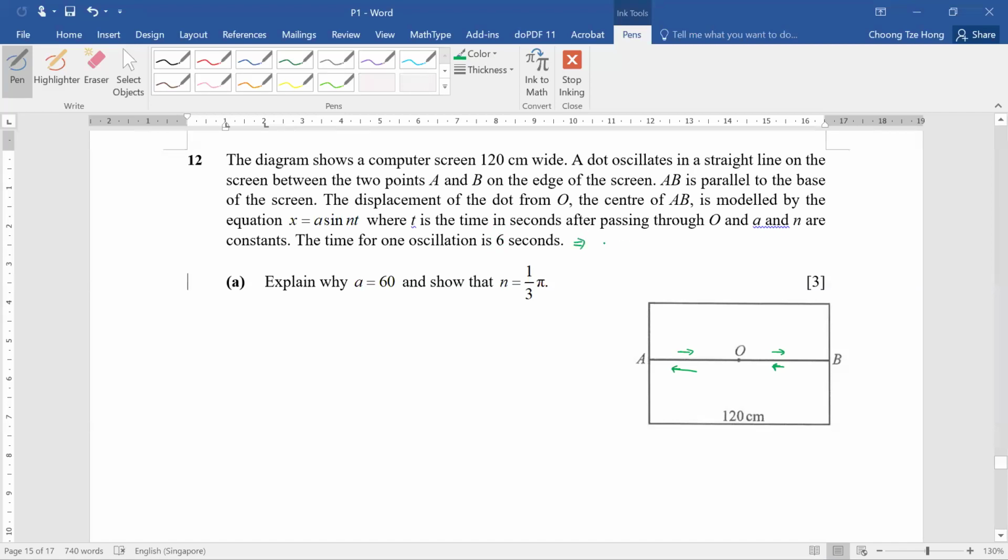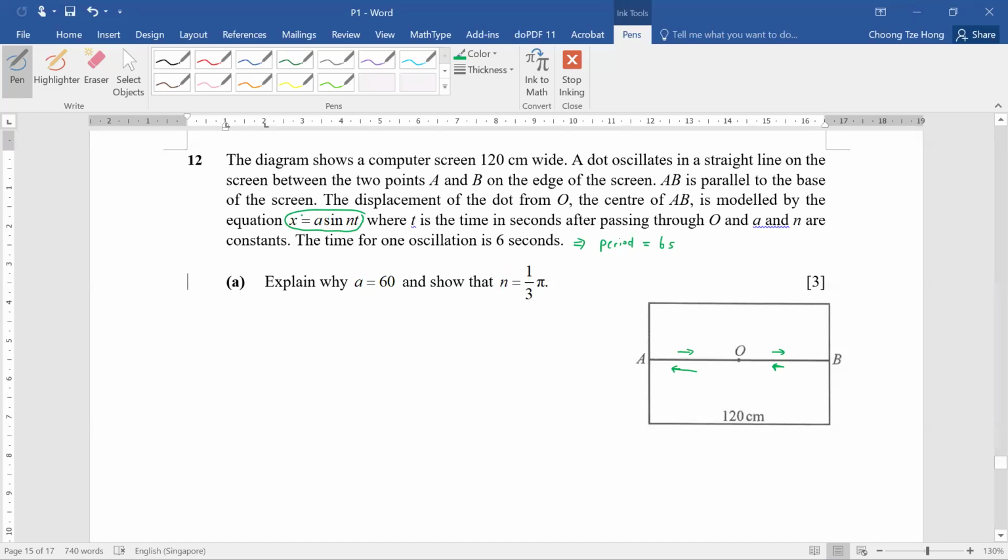It also means that the period for this particular scenario, for this dot moving to A, then back to O, then from O to B, then back to O again, is actually 6 seconds. It also means that the period for this particular trigo function is also 6 seconds. So we're going to make use of this info. They want us to explain why A is 60 in part a, and explain why the value of n is 1/3 pi.